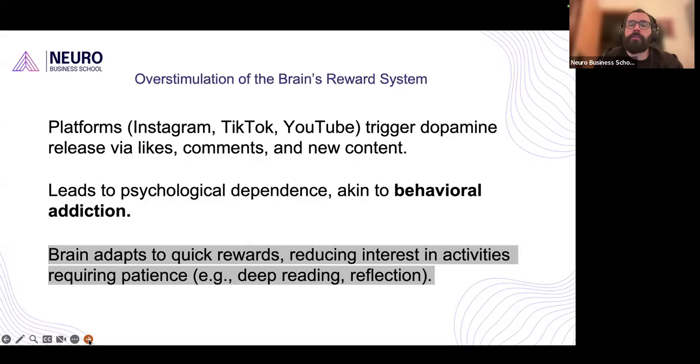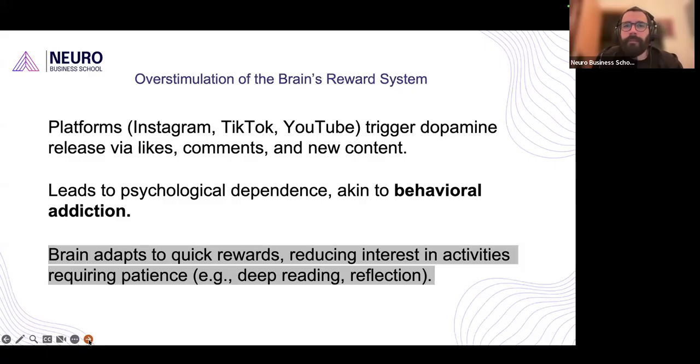Well, there is the overstimulation of the brain, but also the restoration of the brain in the reward system, not only in the attention, also the reward system. We are constantly rewarding our brain, probably with likes, with comments, with new content. So we are triggering the dopamine release constantly, okay? This leads to psychological dependence. It's like making people addicted, okay?